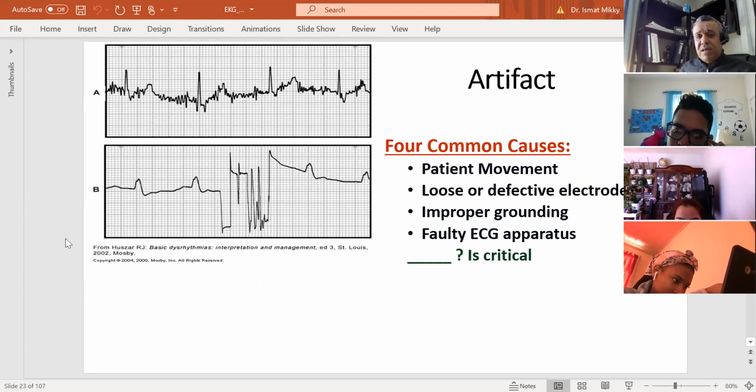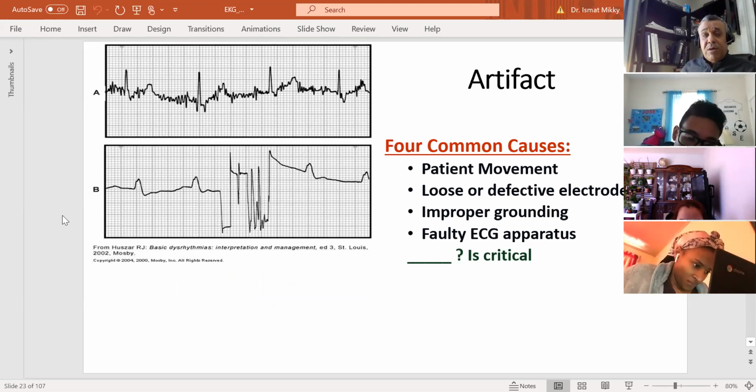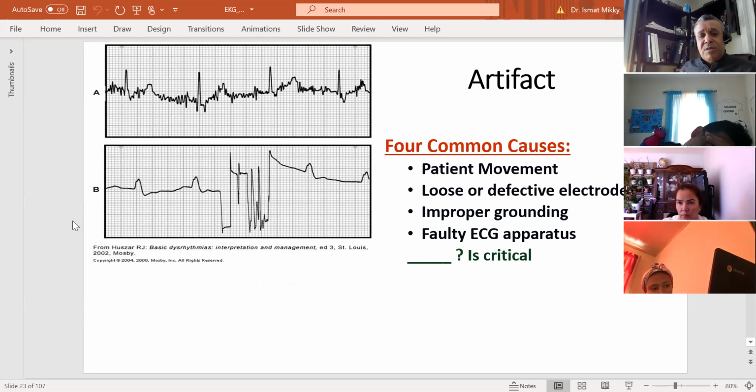But let's take a look at the artifact, and then I'll give you a few examples of the dysrhythmias. So you will start to practice and build. We'll continue the EKG on Tuesday. Tuesday will be the other lecture on EKG interpretation. So for now, just get the basics: the systematic analysis, how to do the heart rate calculations from the EKG, the composition of the EKG strip, and how to read it.